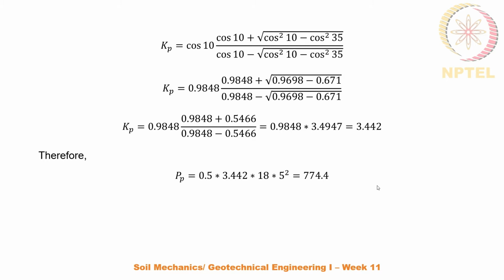And so back substituting in our equation for the passive thrust, that is half Kp gamma h square, we have the value 774.4. Is that clear? Yes, madam. Okay. So let's move on to the next question.